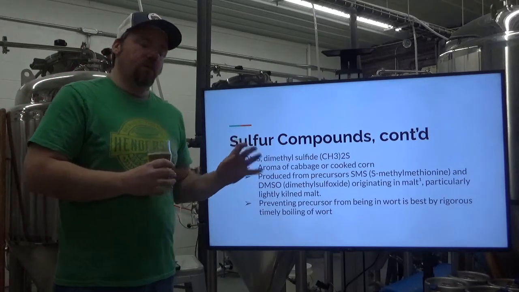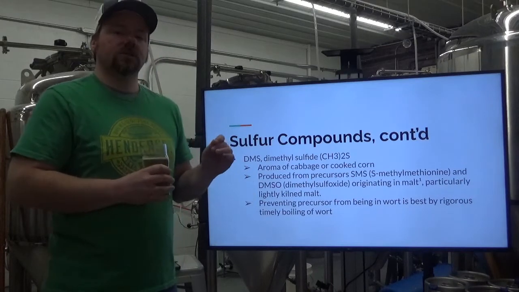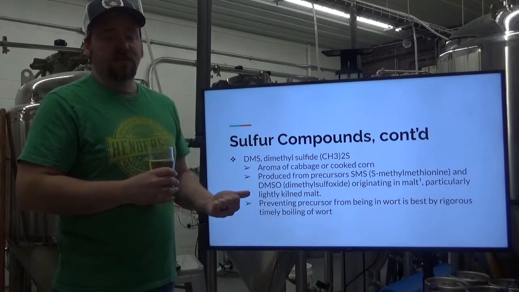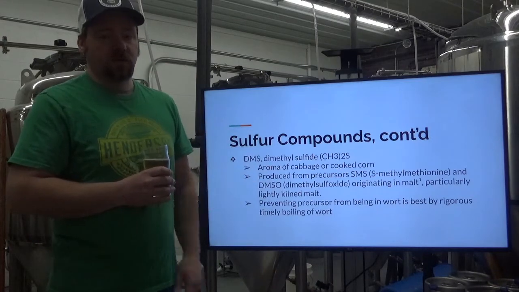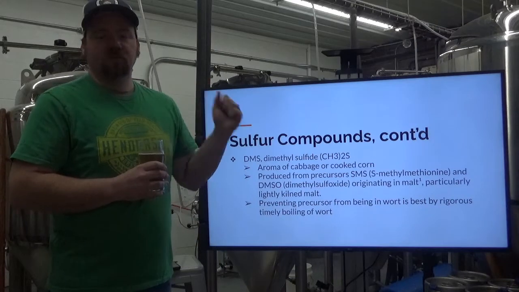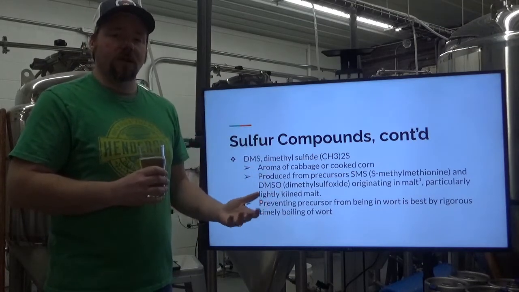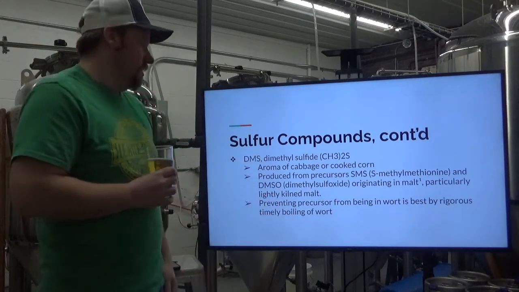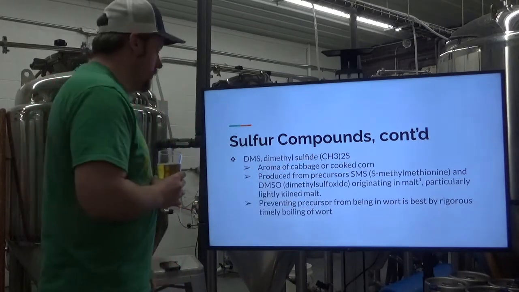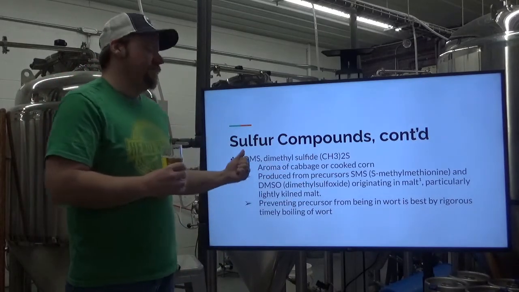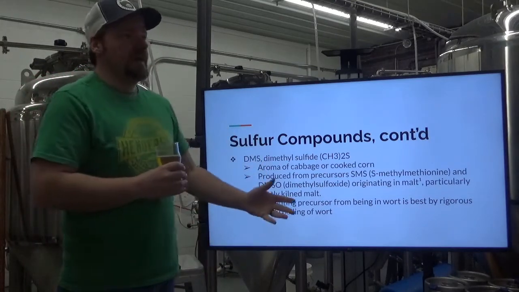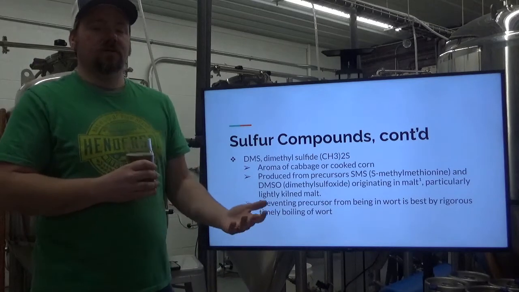Both of those are in higher concentrations in lightly kilned malts, because the lower temperatures of these kilns don't drive off those precursors nearly as much as the higher kilned. Pilsner malt is going to have a much higher rate of having these precursors in there, and a much higher potential rate for having DMS in your finished beer. So if you prevent that precursor from being in your wort, it helps prevent the final product of having DMS.